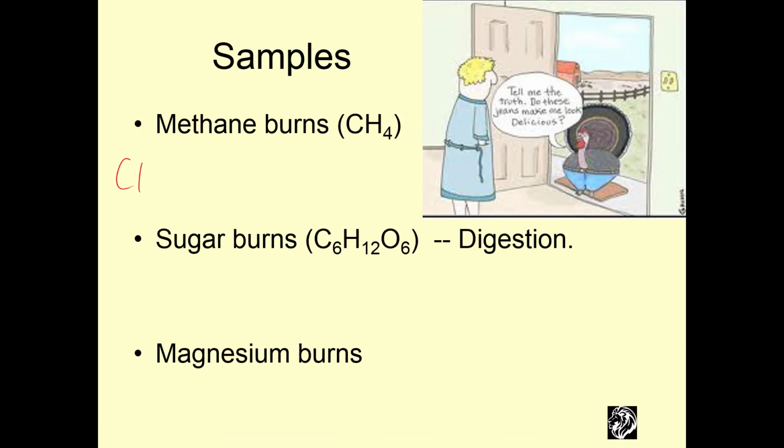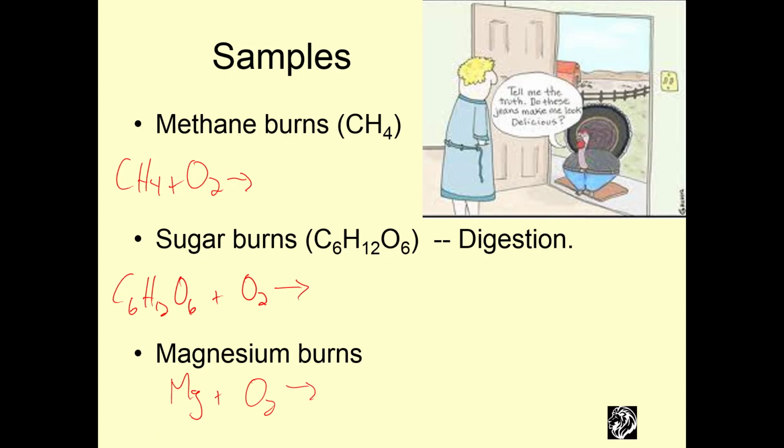Methane burns, CH4. In order to burn, it must react with oxygen. I'm just going to do the reactants first. Sugar burns, C6H12O6. If it burns, it needs oxygen. Magnesium burns. Okay. Most common oxide of carbon and hydrogen are CO2 plus H2O. And if you think, what about the oxygen? See how there's oxygen over here? So that you're not going to have an oxygen thing in there.